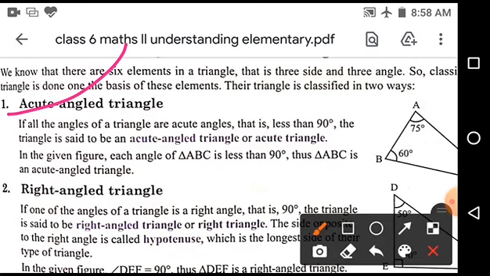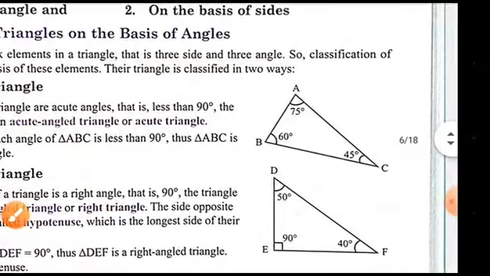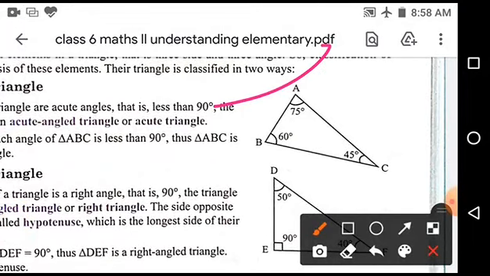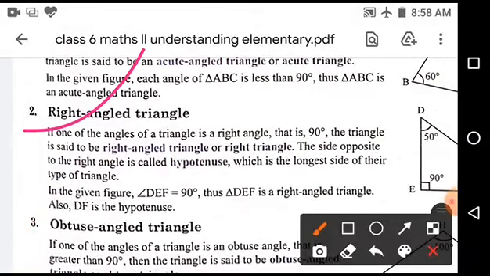First is the acute angle triangle. You can easily see in the diagram a triangle in which angle A, angle C and angle B are all acute angles. That means less than 90 degrees. So if in any triangle all the angles are less than 90 degrees, then such a triangle is known as an acute angle triangle. Clear? Okay, now the next one is the right angle triangle.